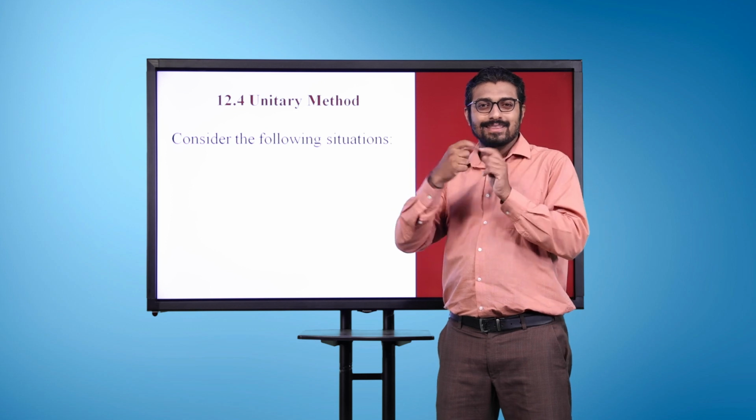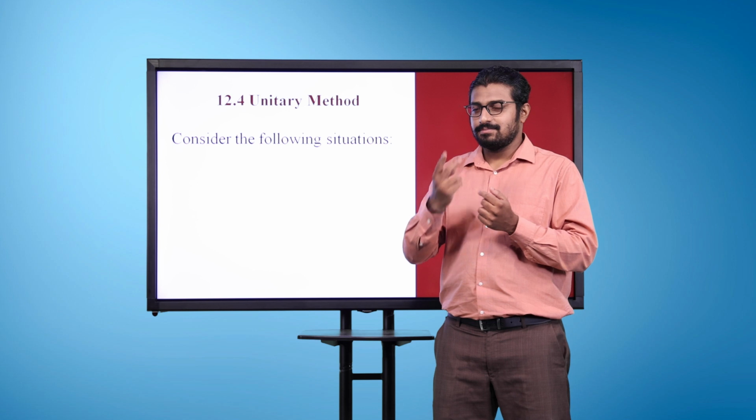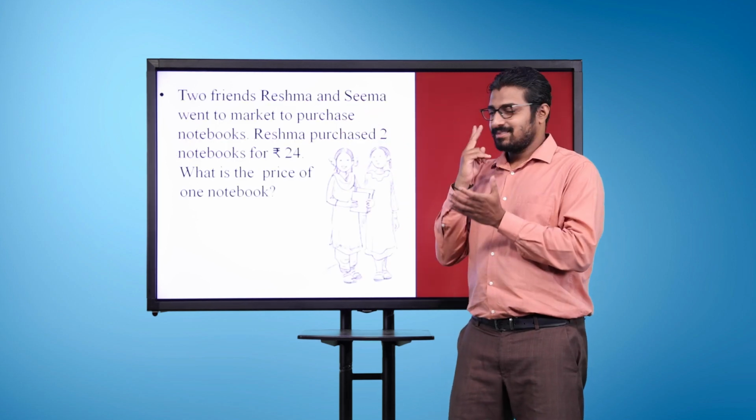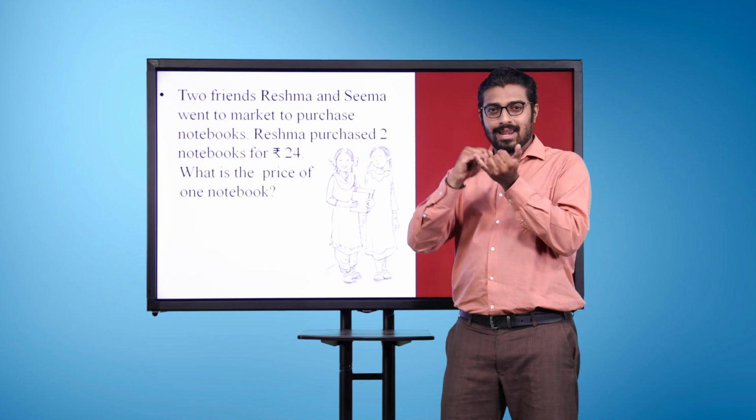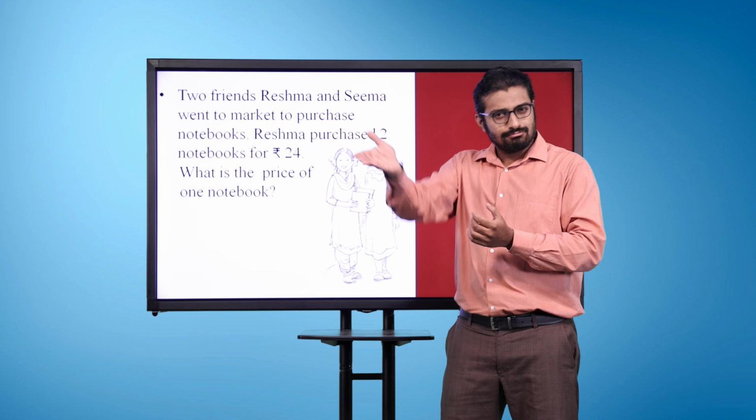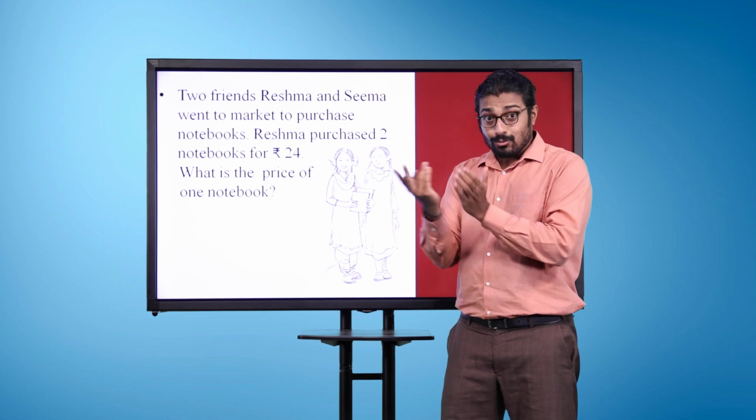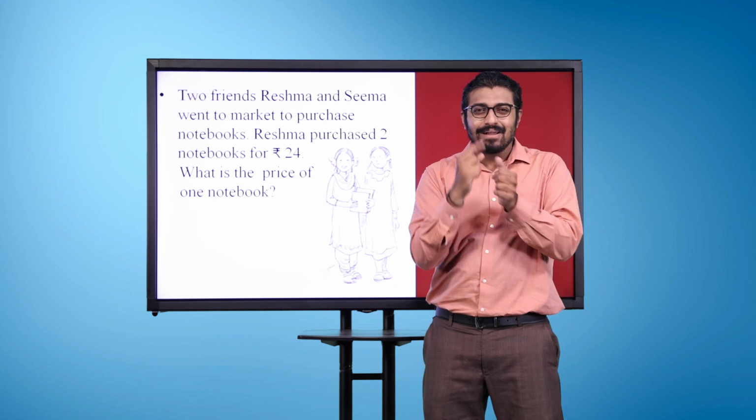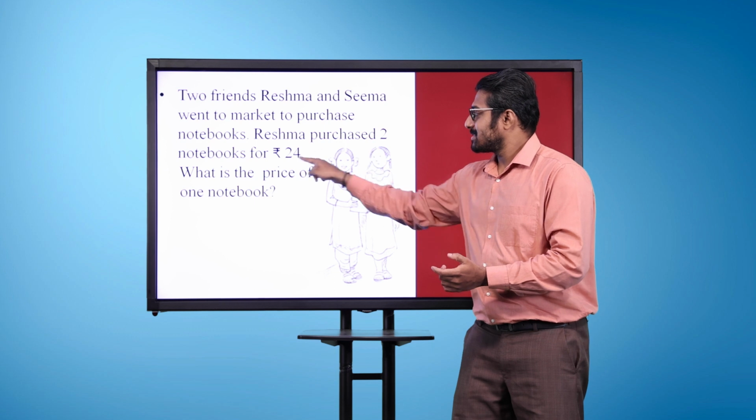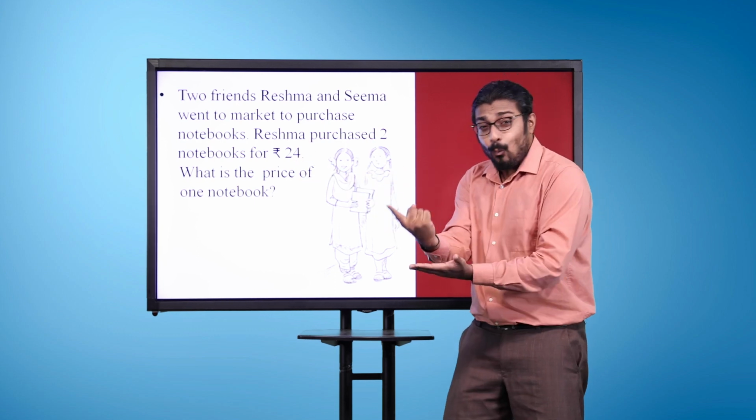(12.4) Unitary method. Consider the following situations. Two friends, Reshma and Seema, went to market to purchase notebooks. Reshma purchased 2 notebooks for 24 rupees. What is the price of 1 notebook?